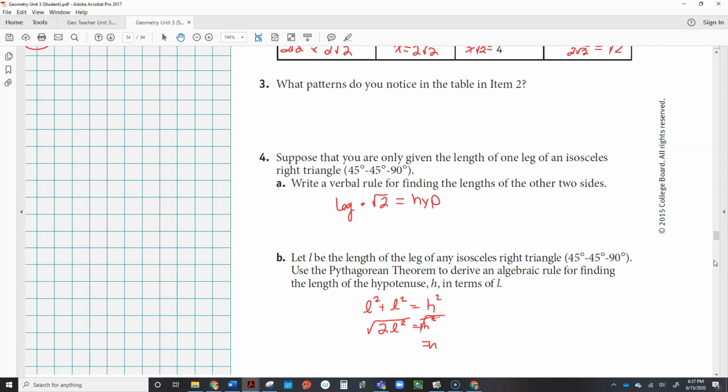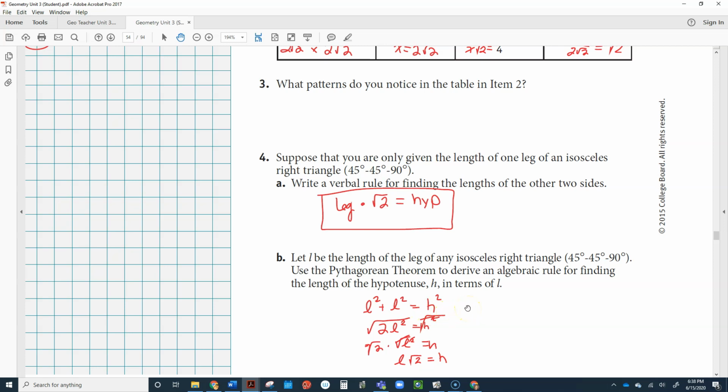The square root and the square cancel out. This needs to be separated because we have the square root of 2 and we also have the square root of L squared. The reason you want to separate it is because that square root is going to cancel out with that square, leaving you just that L. So you'll have L square roots of 2 is equal to H. Isn't that exactly what we just wrote right there? That the leg times the square root of 2 is equal to the hypotenuse. Pythagorean theorem, we solved it. The L, the leg length, times the square root of 2 is equal to the hypotenuse.